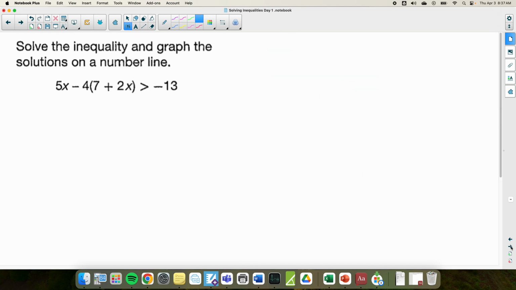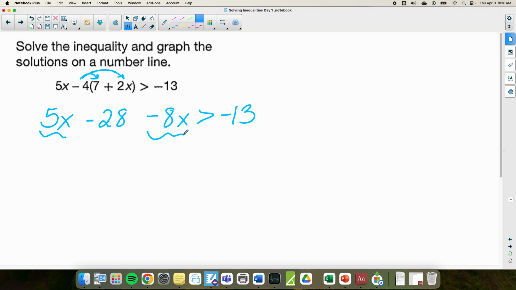Then if we look at this one, this is another one where you have to show all your work. So let's distribute here. So I get 5x minus 4 times 7 is minus 28. Minus 4 times 2x is negative 8x, and that is greater than a negative 13. Okay?